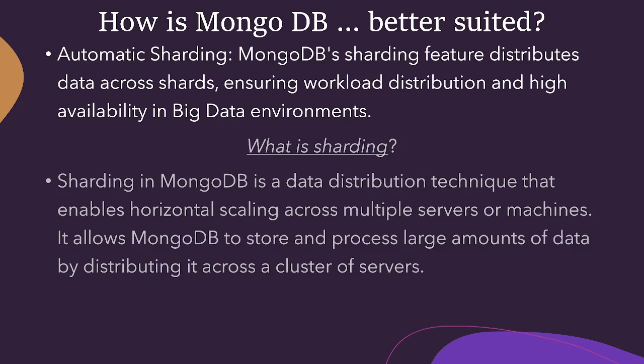What is sharding? Sharding in MongoDB is a data distribution technique that enables horizontal scaling across multiple servers or machines. It allows MongoDB to store and process large amounts of data by distributing it across a cluster of servers. So what does this mean? You have your server, and it was approaching around 80% of the load.